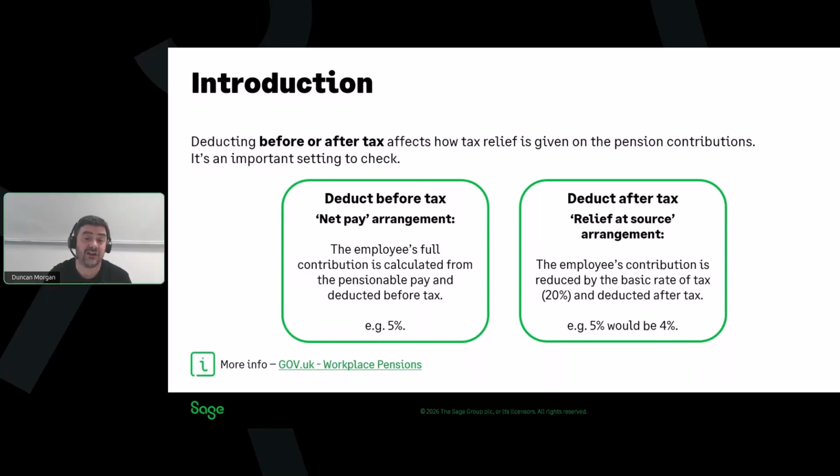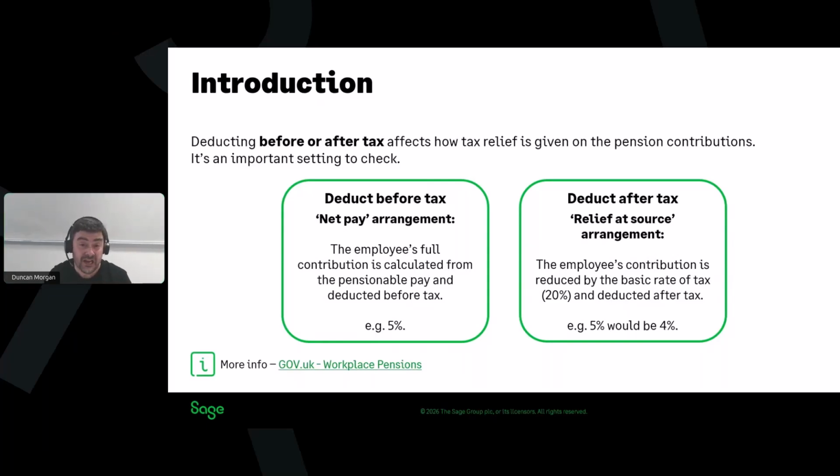Other tax relief that can be used is deducting after tax, and that is known as a relief at source arrangement. This is where the employee's contribution, when calculated in payroll, is reduced by the basic rate of tax, currently 20%, but that deduction is made after tax. And the pension provider would reclaim basic rate tax relief directly from HMRC and add that to the pension pot.